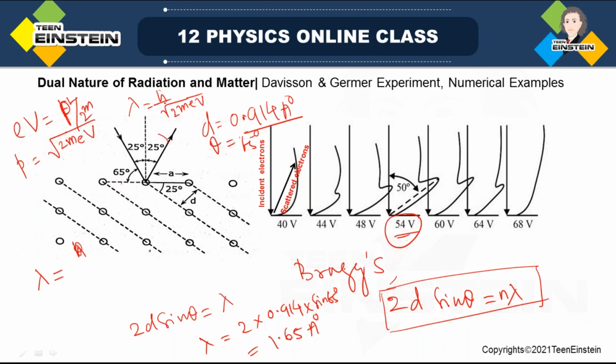If you put this in de Broglie's expression, with 2me into V, the mass along with 2 and h will give you a nice factor, that is 12.27 or 12.3, divided by root over capital V. If this V is in volt, then you will get the wavelength in angstrom. I'll write in the next page maybe.